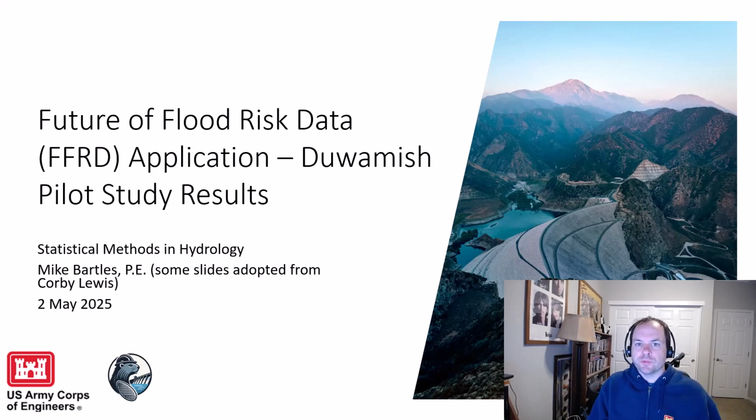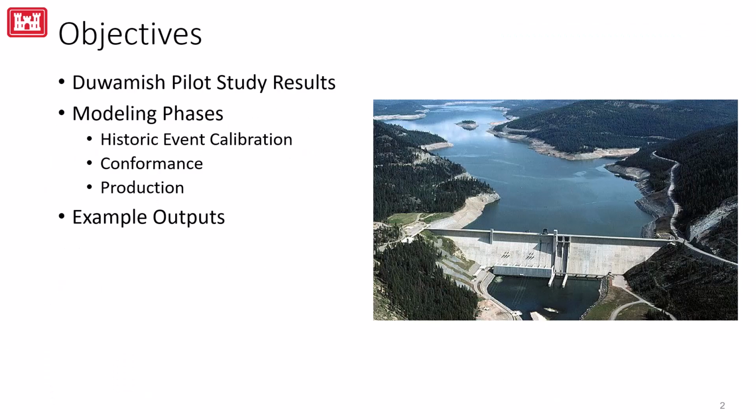Within this video, I'm going to wrap up the Future of Flood Risk Data Initiative topic by discussing the Duwamish River pilot study in detail and providing examples of the types of probabilistic results that were produced. This video is part 4 within a series of videos devoted to the FFRD topic. In this video, I'll pick up where I left off in part 3 and discuss the various phases of study that were undertaken within the Duwamish River pilot study. Along the way, I'll provide tons of outputs for all phases.